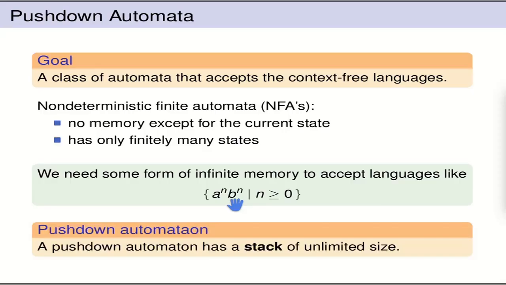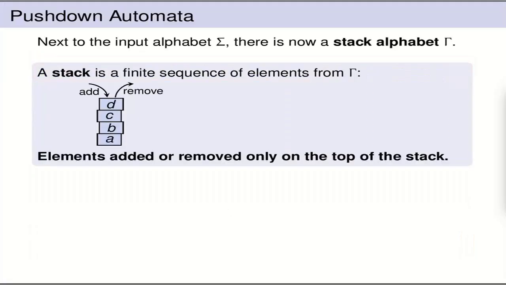And the idea is to equip automata with a stack. And the stack has an unlimited size, so it can be used to perform things like counting. So next to our input alphabet sigma, the automata now also have a stack alphabet gamma. And what's a stack? A stack is just as you imagine, you stack things on top of each other. And the crucial property of a stack is that you can only add and remove elements from the top of a stack. So we can add things on top and remove from the top.